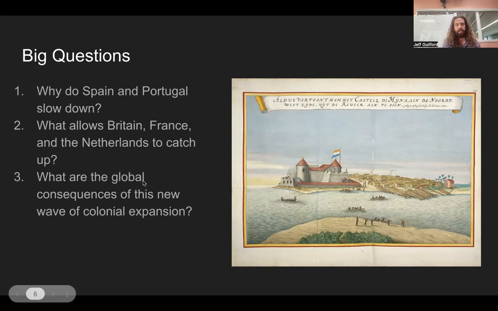What does it mean for the world that Britain, France, and the Netherlands are emerging as major global trading powers during this time period? If you look right here, this is a castle currently flying a Dutch flag. This castle was built off the coast of West Africa. It is called Elmina Castle. And this is a site where millions of enslaved Africans were stored and then shipped out across the Atlantic Ocean to work mostly in plantations in Brazil and the Caribbean. Elmina Castle is still there today. It's a UNESCO World Heritage Site. You can go visit it. And it is kind of a monument to the huge impact that European colonial empires had on communities around the world.